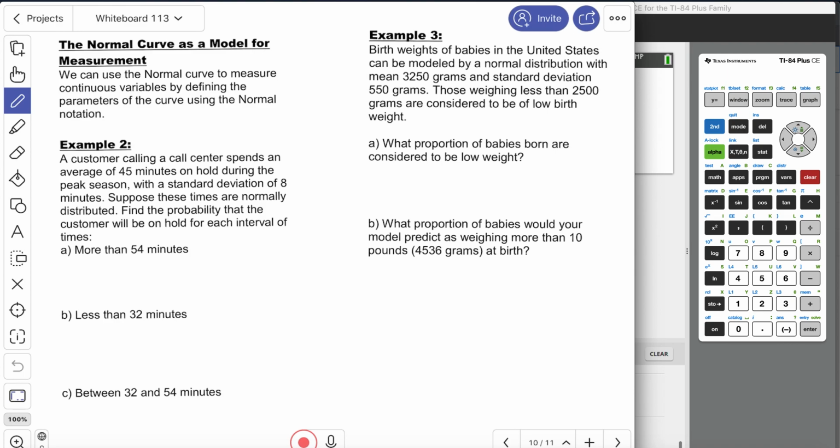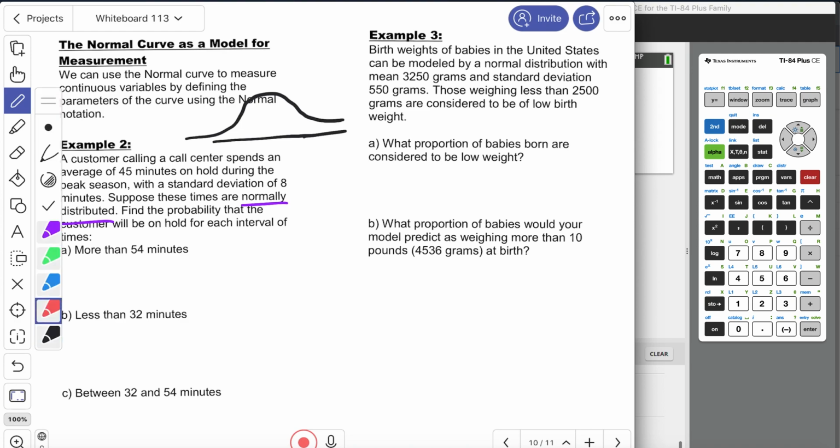The key thing here is that they tell us that things are normally distributed. And when we see things that are normally distributed like this, our first thought should be, let's draw a normal curve. So I'm going to draw a normal curve. And on this normal curve, I'm going to label the mean of it. They tell me that the mean is 45 minutes, so I know that my mean sits at 45 minutes and it had a standard deviation of 8 minutes. You always set the mean of the curve first.